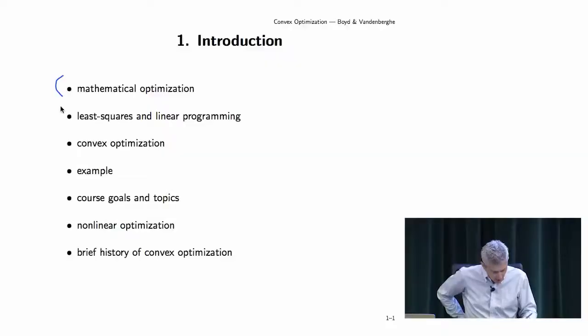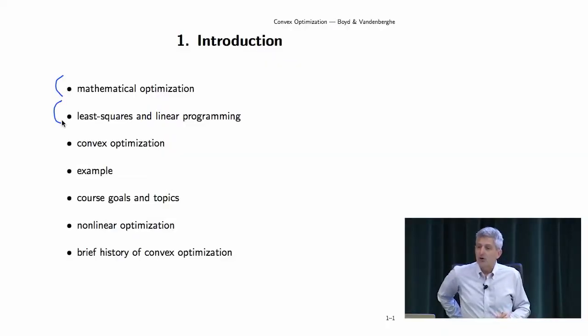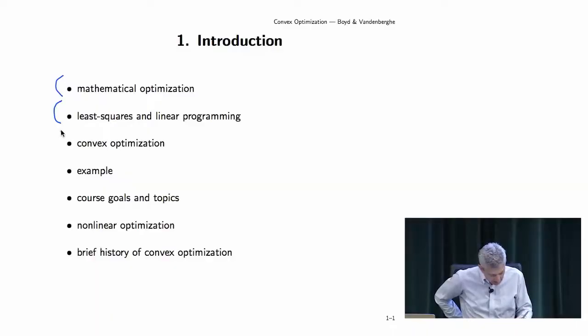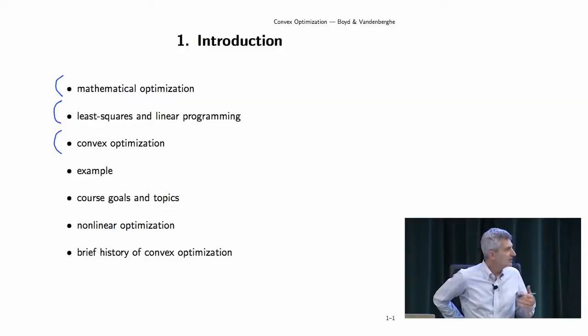Okay, so talk about optimization. I'll move on to least squares and linear programming. These are really the most famous and most widely applied optimization problems that there are. By the way, they're both convex optimization problems. I'll then say just a tiny bit about the common parent, convex optimization. We'll look at an example, and then I'll have some general comments about what we're going to cover in the course, what the goals are, what the style is, all that kind of stuff.